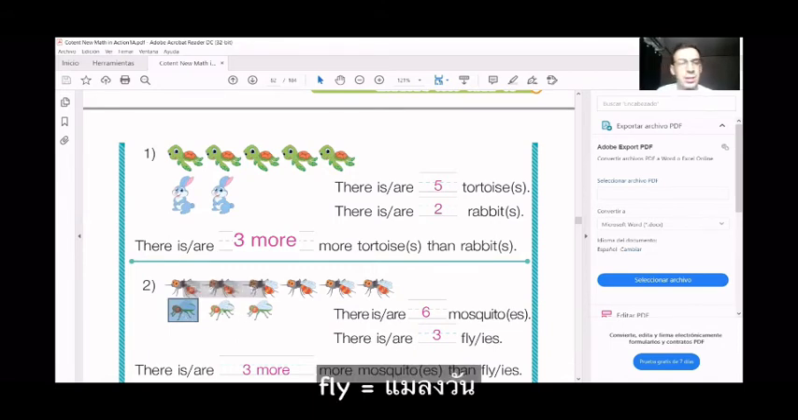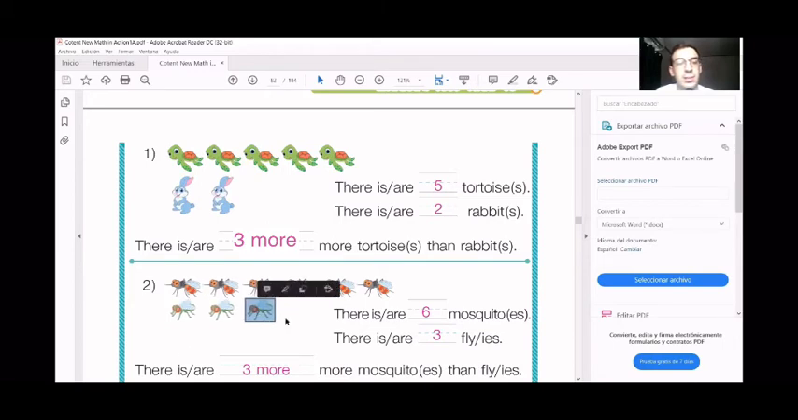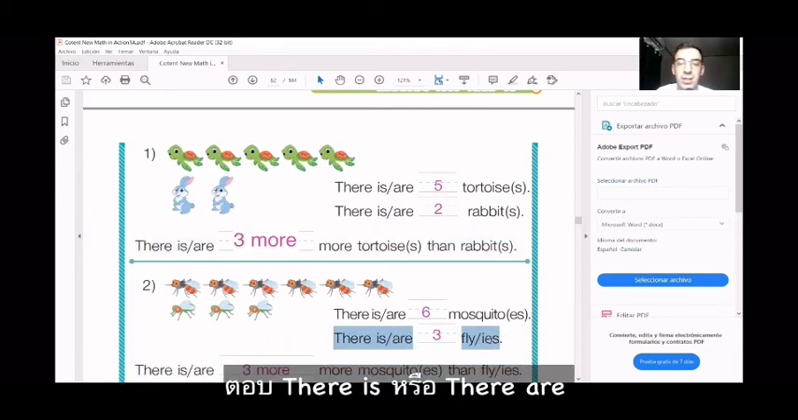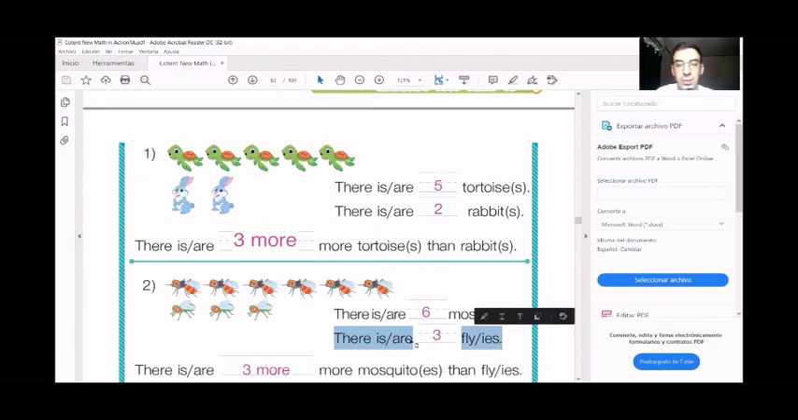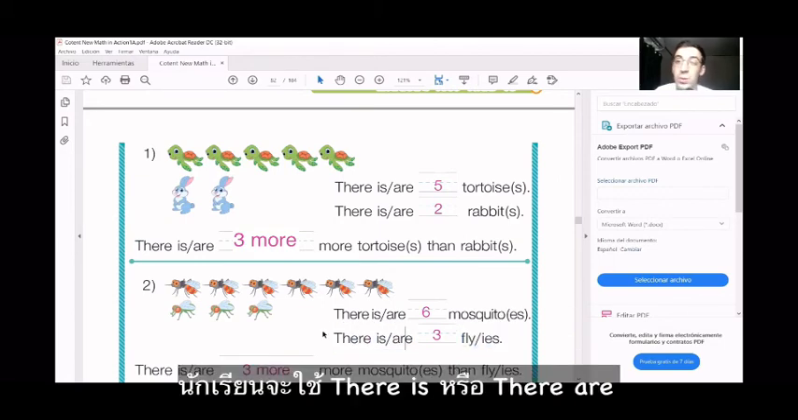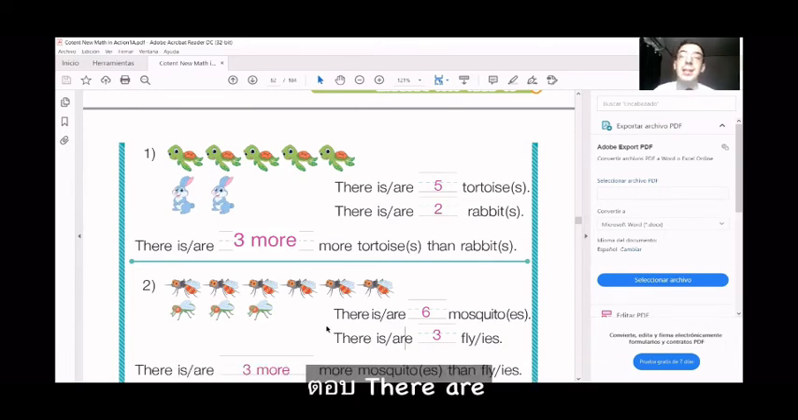This is not dangerous. It doesn't bite. It doesn't hurt. So I prefer flies to mosquitoes. Do you? So let's count how many flies are here. We have 1 fly, 2 flies, and 3 flies. So is it "there is" or "there are" 3 flies? There is 3 flies or there are 3 flies? Yes, that's right. There are 3 flies.